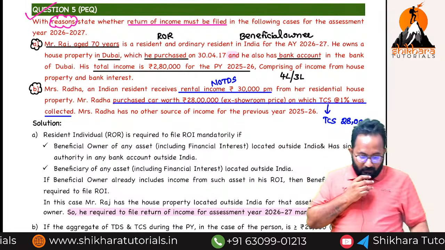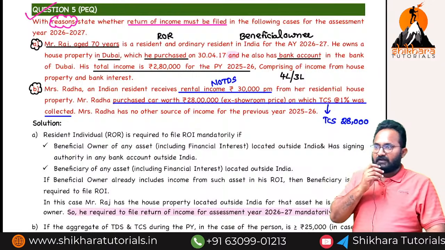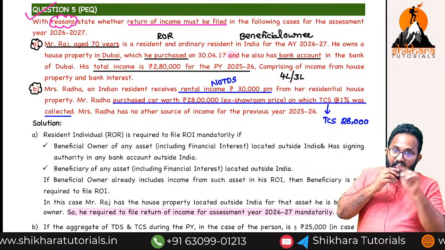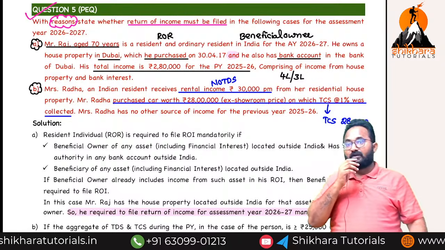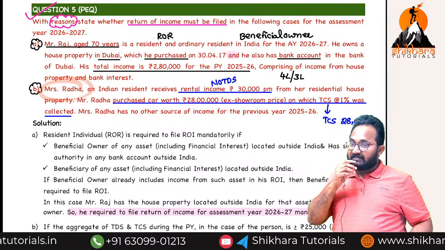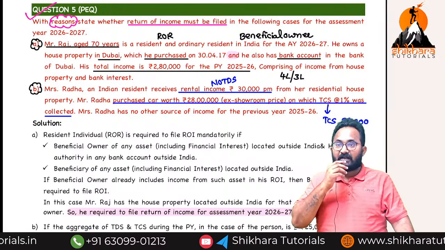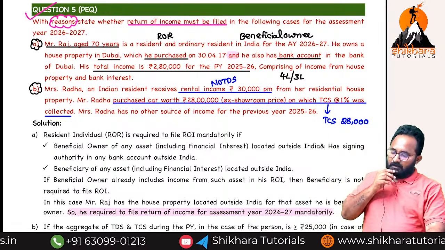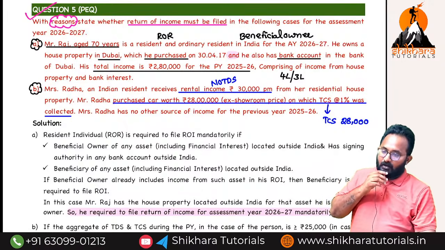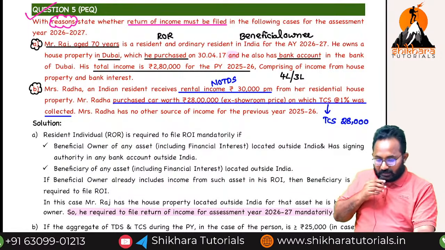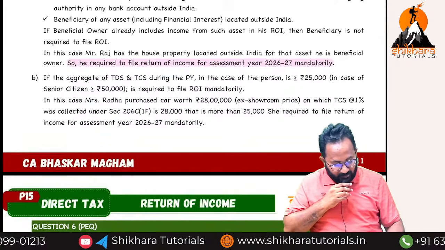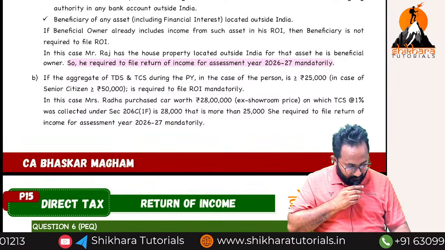Now, in your hands during the previous year, if TDS and TCS collected is more than or equal to 25,000, you are required to file the return. If Radha were a senior citizen, we would check the limit of how much? 50,000. But she is not a senior citizen. Now we have to verify 25,000. Was more than that collected or not? Yes, definitely she is required to file the return mandatorily.